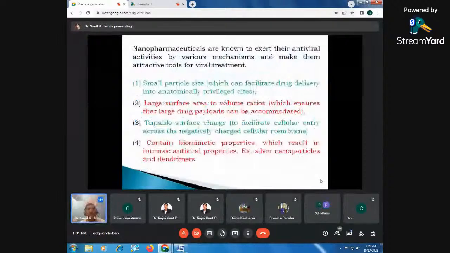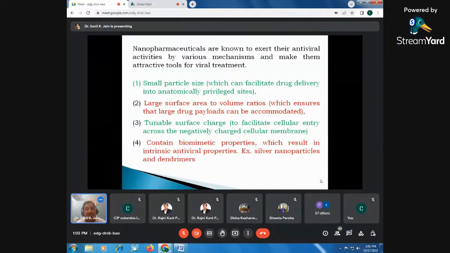Now, we have to discuss the different aspects that give an insight about nanotechnology, and the properties nanopharmaceuticals exhibit for better treatment of viral diseases. First point, small particle size, which can facilitate drug delivery into anatomically precise sites. Second is the large surface area to volume ratio. As you know, if you reduce the size, it will provide more surface area, which ensures that large drug payloads can be accommodated.